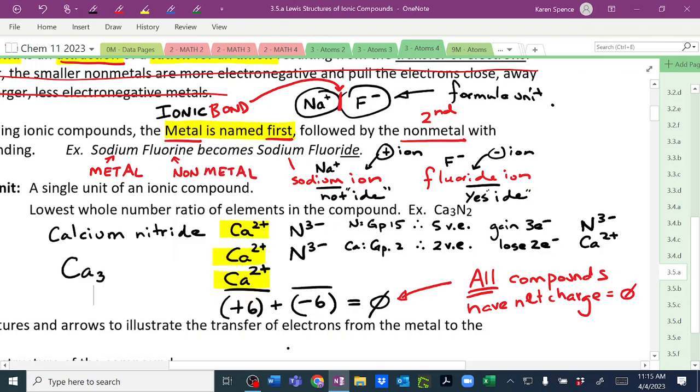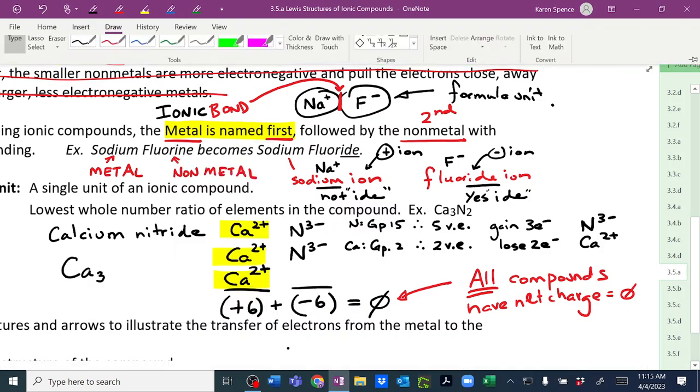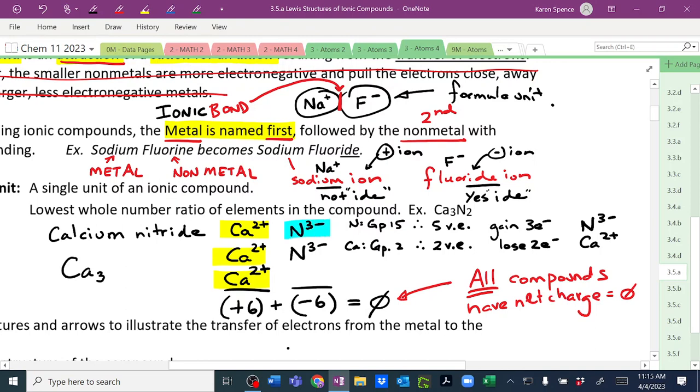Delete. There we go. And we would need 2 nitrides. So we would write N2. Okay, and that is a formula unit of calcium nitride.